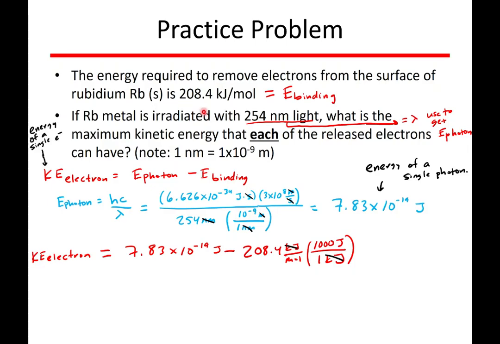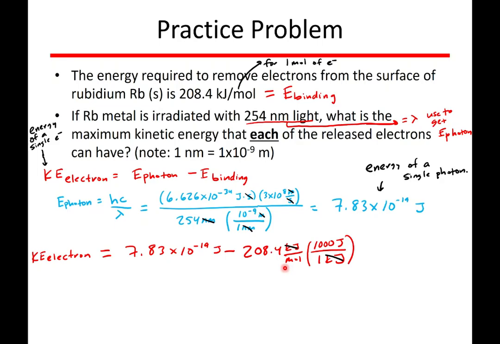However, the binding energy that's been given to us so far was in units of kilojoules per mole. That's saying you would need to put in 208.4 kilojoules of energy to remove 1 mole of electrons, not a single electron. Now, by recognizing that, we can see the differences between these numbers. This number deals with a single electron. This number deals with a single photon. This number deals with a mole of electrons and photons.